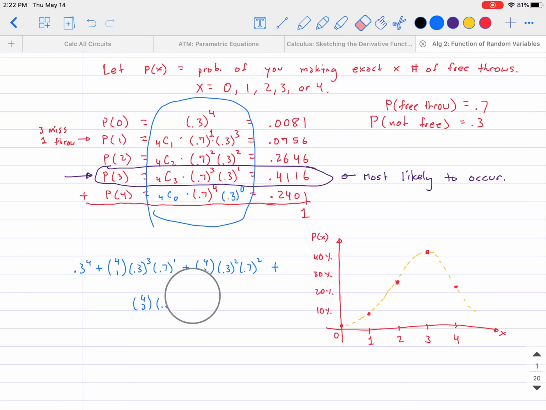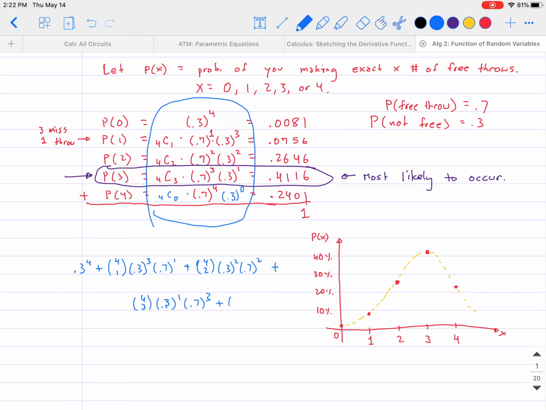So let me go ahead and erase that quickly. Whoa, we erased way too much over there. So I apologize for that. So let's see, plus, this is supposed to be 4 choose 2. And then this guy is supposed to be 0.3 raised to the first. And then we have 0.7 raised to the third.